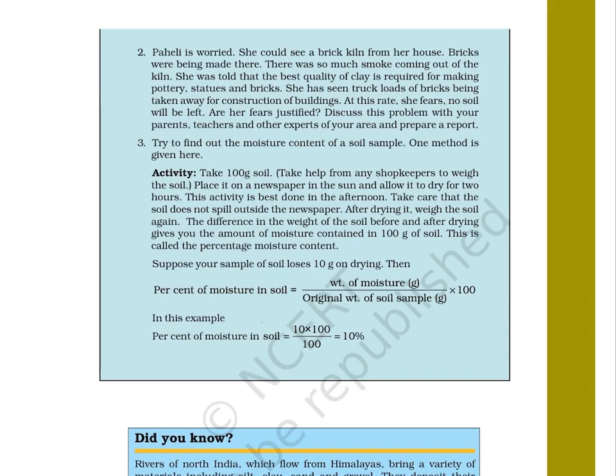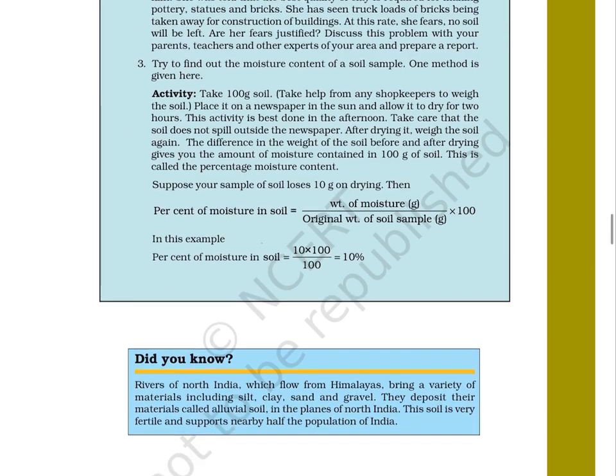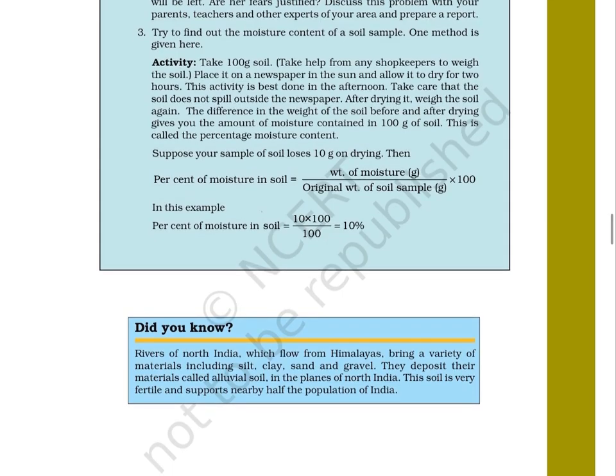3. Try to find out the moisture content of a soil sample. One method is given here. Activity. Take 100 gram soil. Take help from any shopkeepers to weigh the soil. Place it on a newspaper in the sun and allow it to dry for 2 hours. This activity is best done in the afternoon. Take care that the soil does not spill outside the newspaper. After drying it, weigh the soil again.